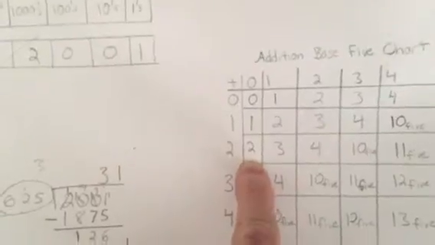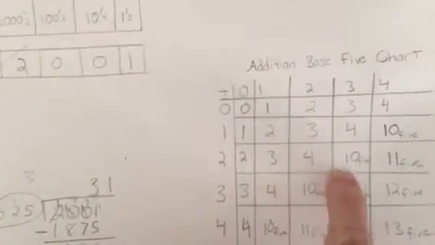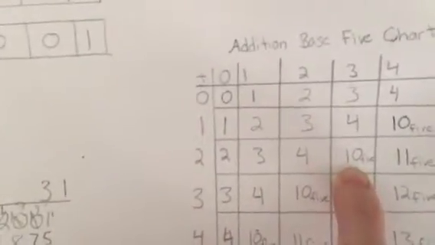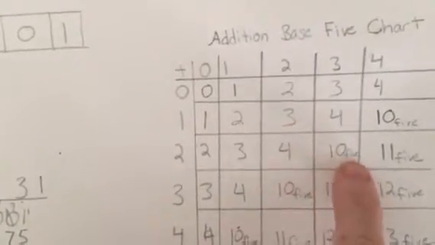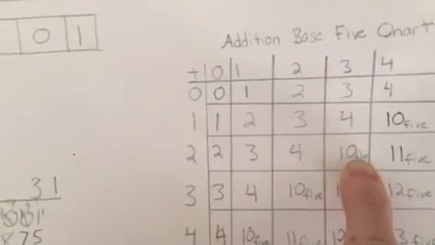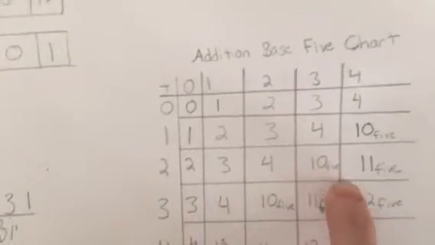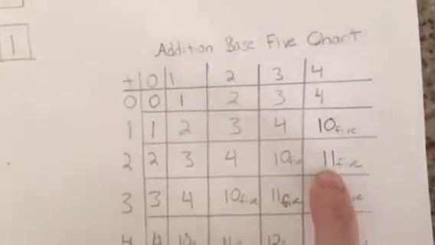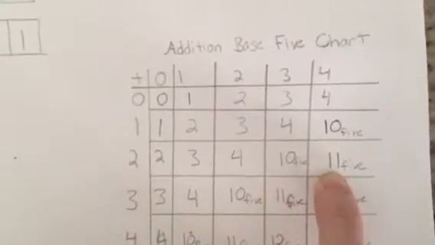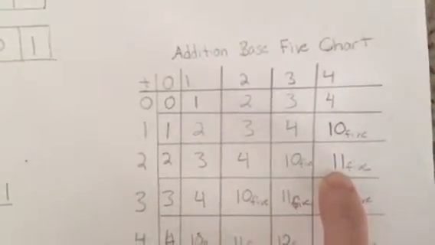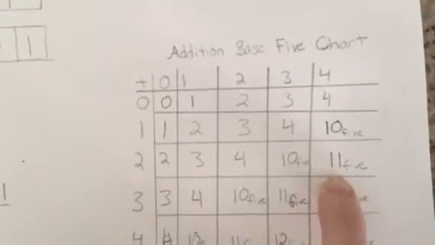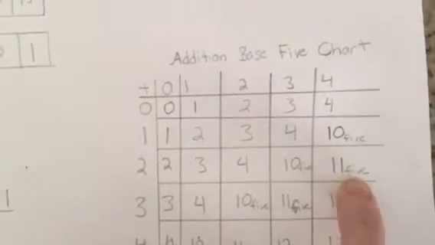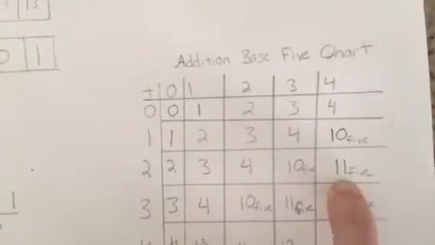Then 2 plus 0, 2 plus 1, 2 plus 2, 2 plus 3. Again, this shows that there's 1 set of 5s, 0 for the placeholder, the number 5. 2 plus 4 is 6 in base 10, but it shows that we have 1 5 and 1 1. Write base 5, so we know it's not base 11 or the number 11.